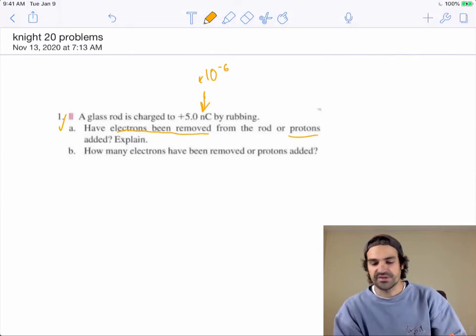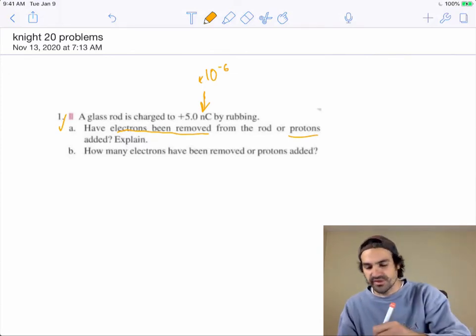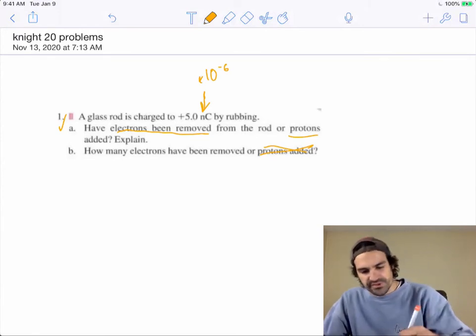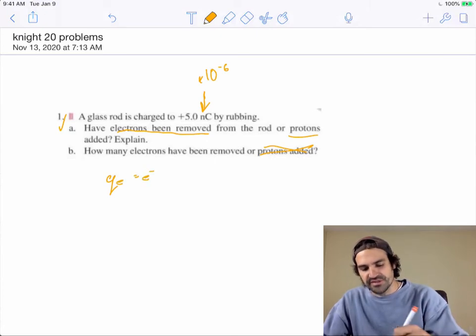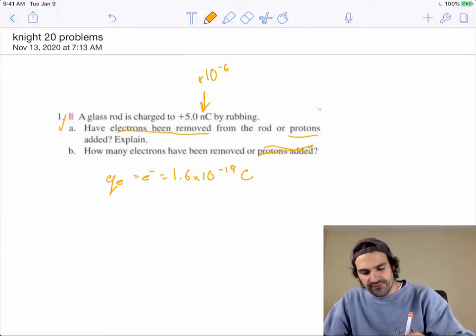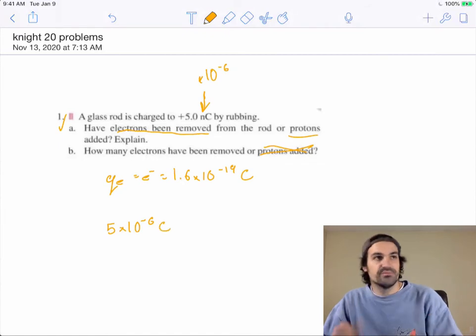And how many electrons have been removed or protons added? So it's important to know that the charge of one electron, which sometimes you'll see represented as e minus, is equal to 1.6 times 10 to the negative 19th coulombs. So if we have 5 times 10 to the negative 6 coulombs, milli, micro, nano.